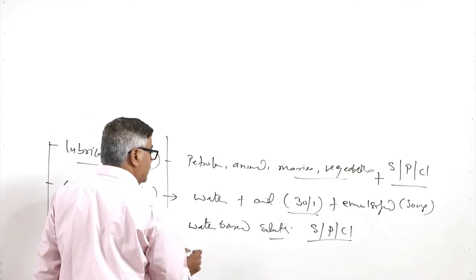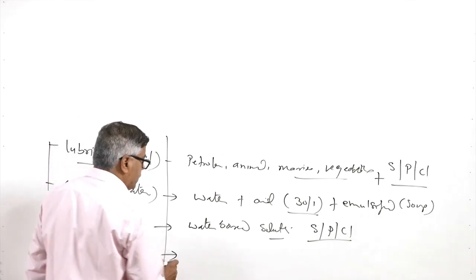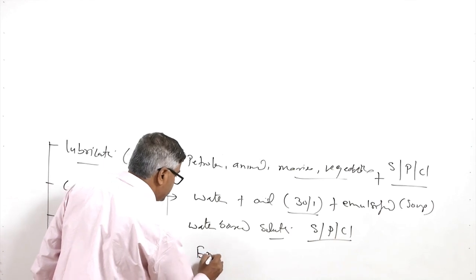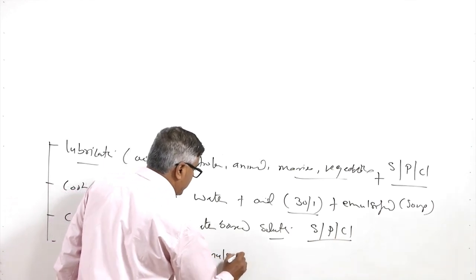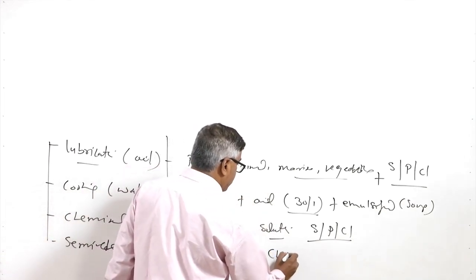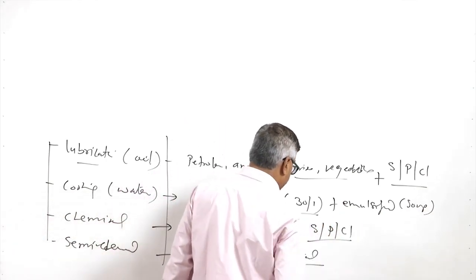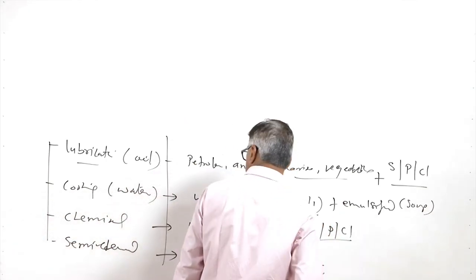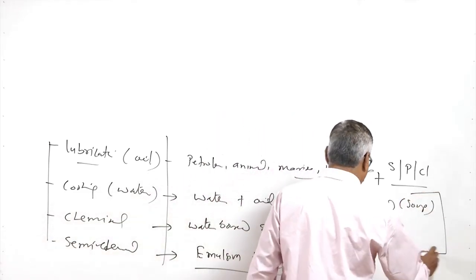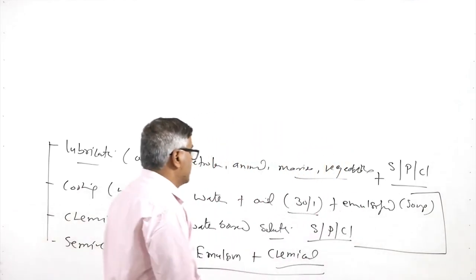On the other hand, semi-chemical cutting fluids are basically combinations of emulsions, wherein water plus oil is used, plus chemical cutting fluids, wherein mainly sulfur, phosphorus and chlorine compounds are added. So, the semi-chemical cutting fluids combine the advantages of both chemical cutting fluids as well as the water-based cutting fluids.